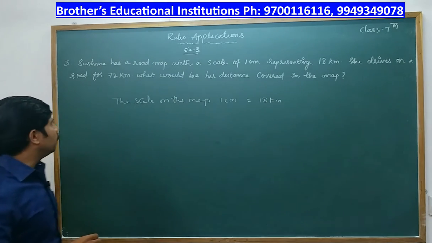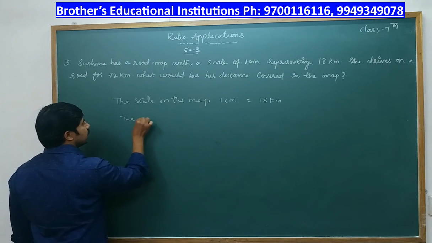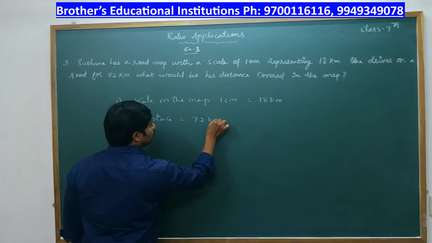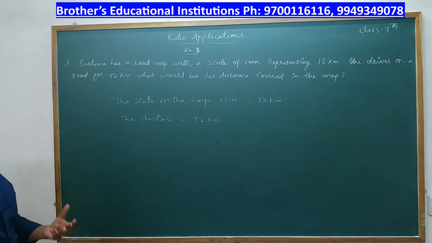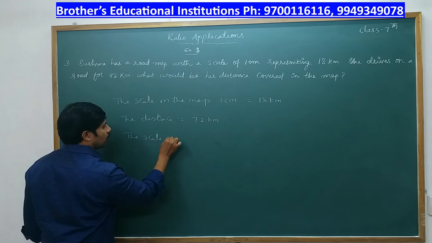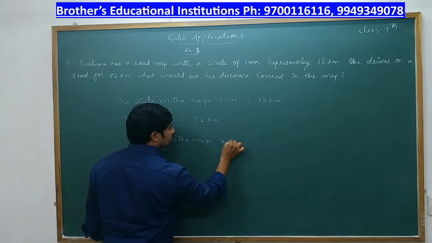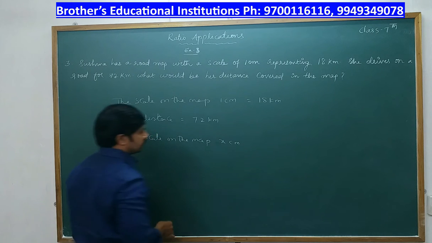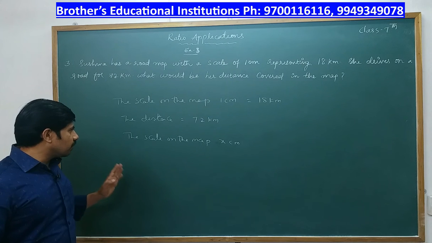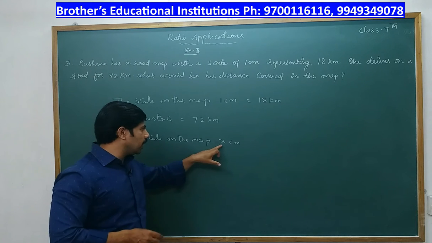Okay, now we have to find out the distance covered. So what is the distance we have? The distance is 72 kilometers. So we have to find out the distance on the map. So here the distance on the map we assume as x centimeters. That means 1 centimeter they are representing 18 kilometers. Suppose she covers a distance of 72 kilometers, what is the distance she covered on that map? That I am assuming as x.